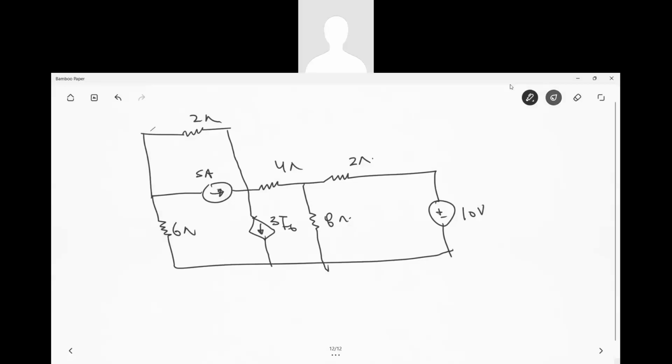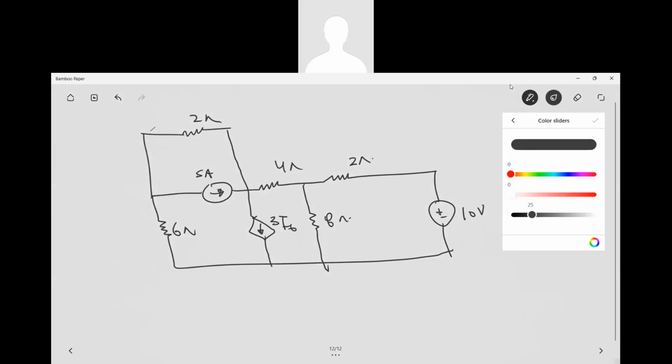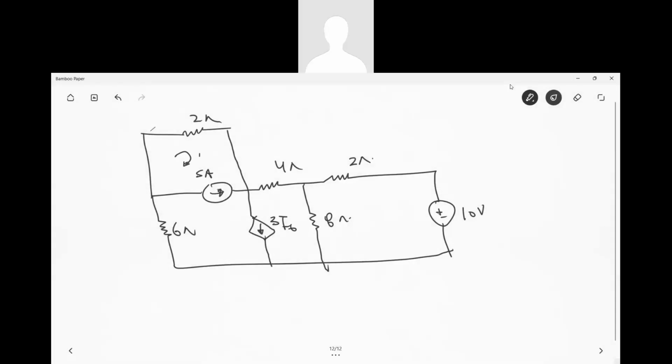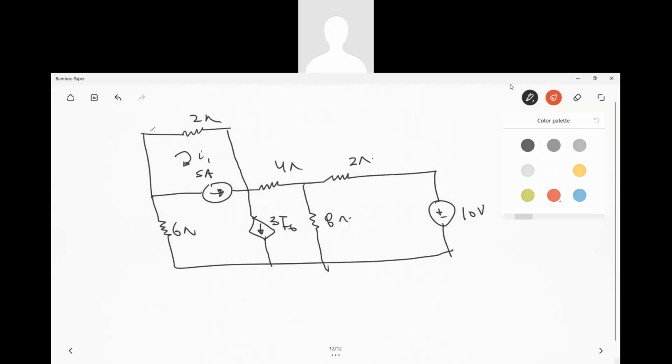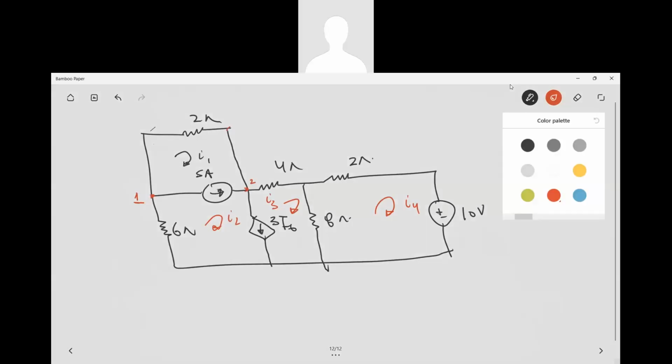See, how many meshes are there? One is this I1, another is this I2, another is this I3, another is this I4. Now let me label it. If this is my node 1, this entire part remains node 1. Then this becomes 2.